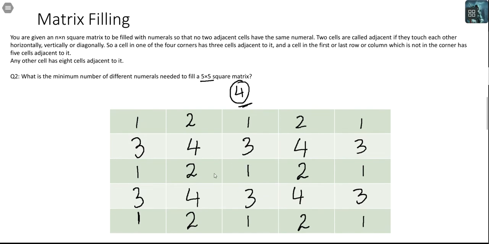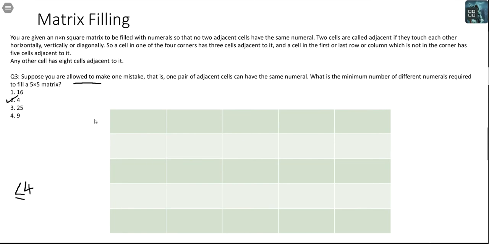Even if you were allowed to make one error, where you would make that error is up to you. But if you can do it without an error in 4 digits, after making an error, it would take you either 4 or less than that. Among the available options, 4 is the smallest, so that should be the answer.